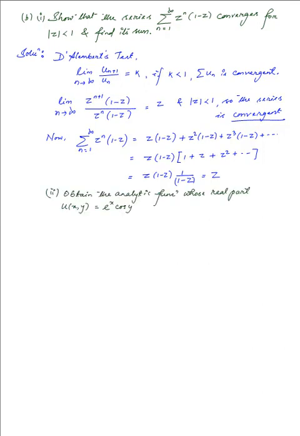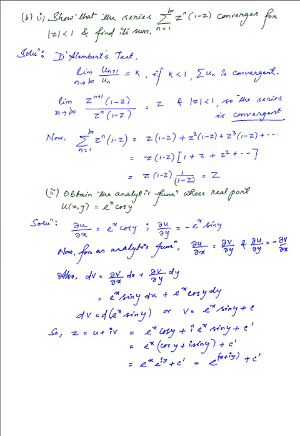In the next part we have to obtain the analytic function whose real part has been provided to us, that is u(x, y) equal to e raised to the power x cosine y. Now that's the real part. If we have the imaginary part, then we obtain the entire analytic function, which is of the form u plus iv. So let's go for it.